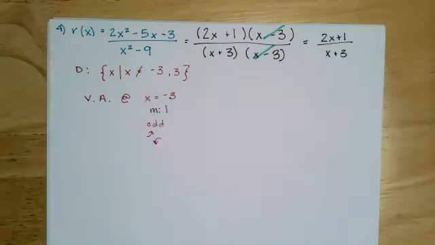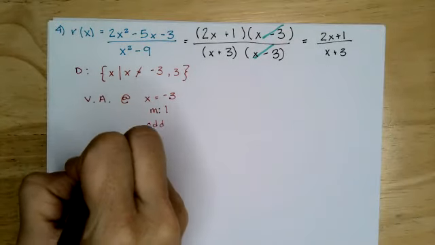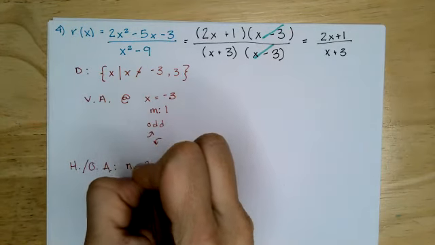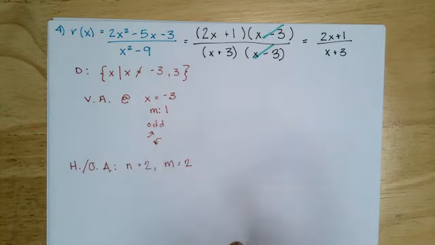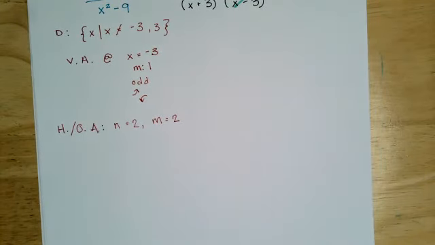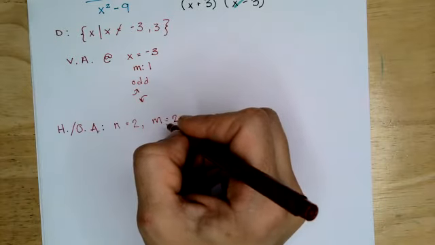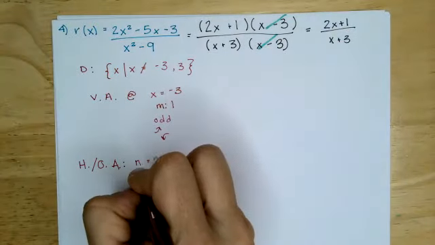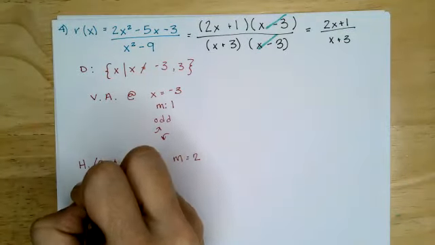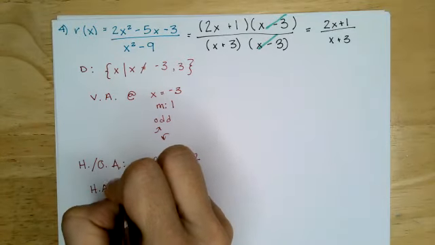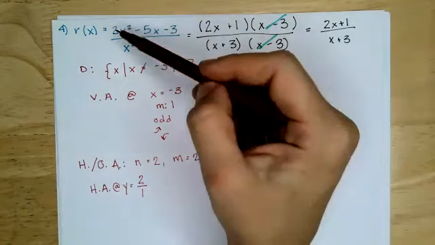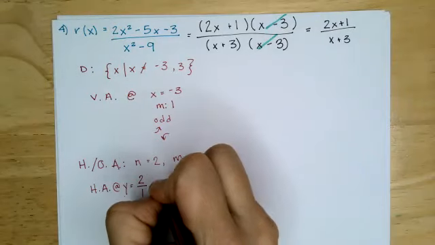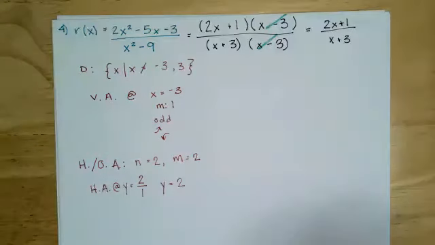Horizontal or oblique asymptote, again, you want to look at n is 2, m is 2. If they are equal, then you're going to take this number and divide it by this number, so that's still 2 over 1. So it has a horizontal asymptote at y equals the leading coefficient of the top divided by the leading coefficient of the bottom, 2 divided by 1 is 2. Y equals 2.